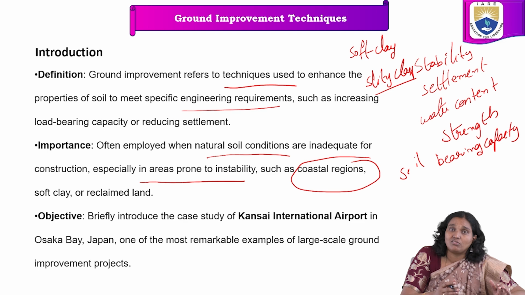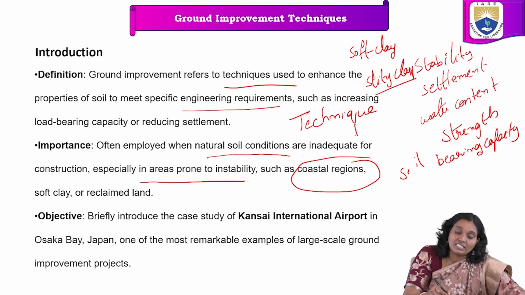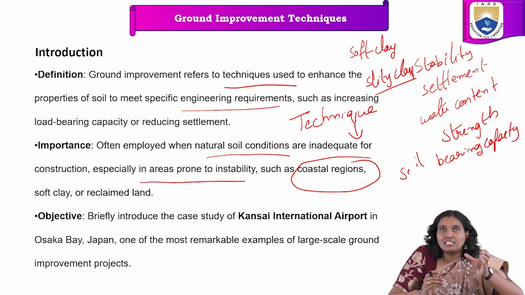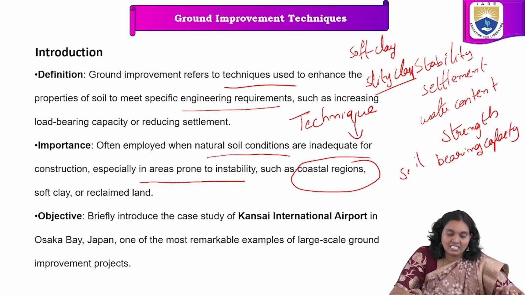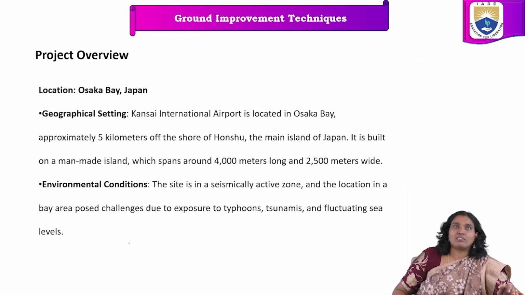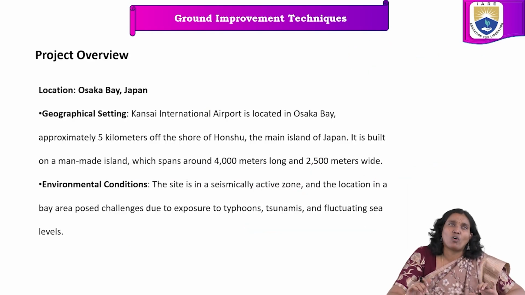For all this, we choose techniques which give the required properties of the soil. Like this, we are understanding that ground improvement techniques are used to enhance the properties of soil to meet specific engineering requirements such as load bearing capacity or reduced settlement. The objective of this case study, the Kansai International Airport in Japan, is to see what kind of ground techniques are there. We will understand using this project overview.